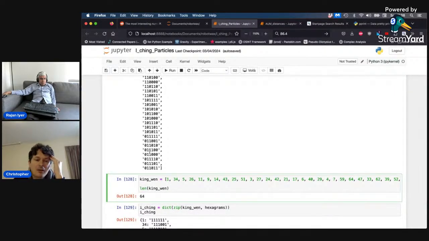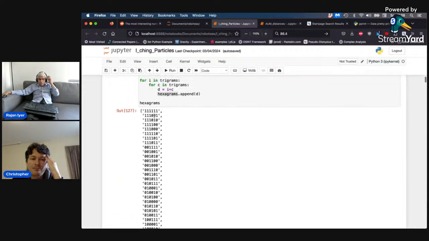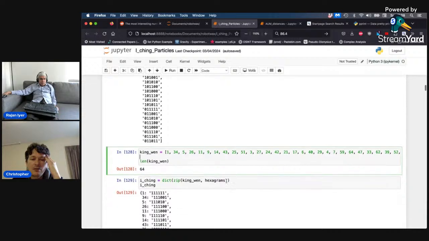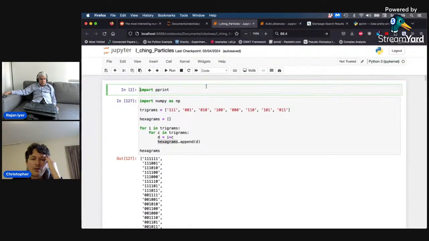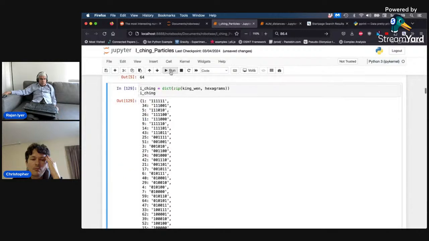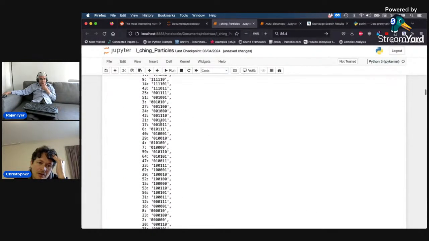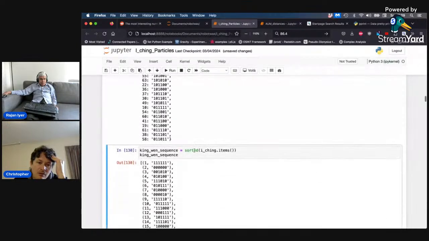Based on which hexagram you got, you then look up a book and find the number. There's a sequence called the King Wen sequence, which is this system of numbers here. So we reordered the hexagrams in terms of this sequence. We can go ahead and do that. And there we go. So there's the sequence, and there's the hexagrams associated with that sequence.